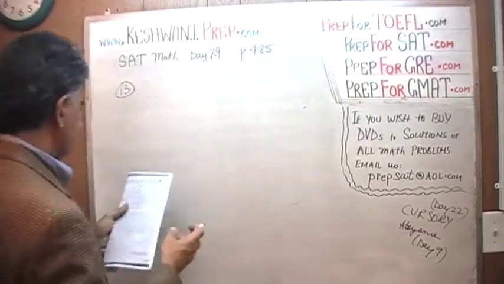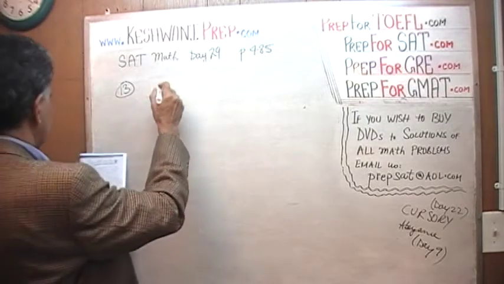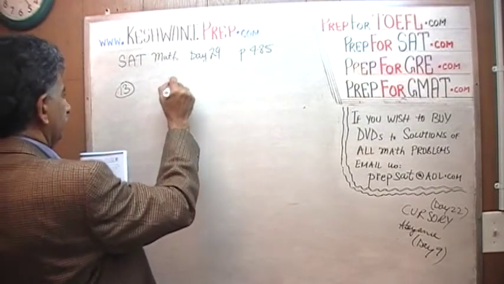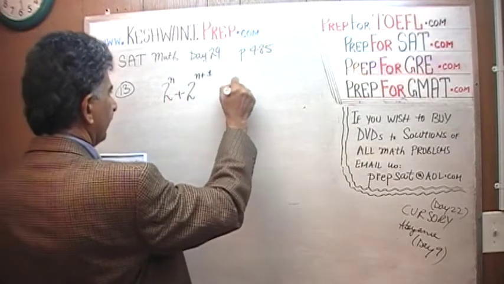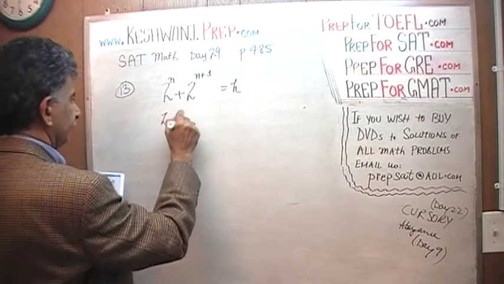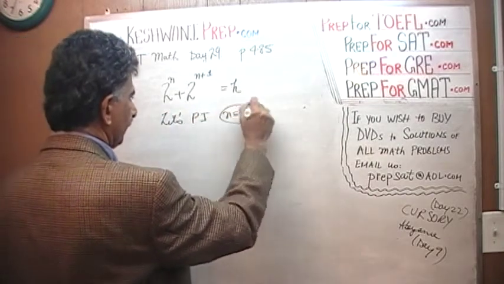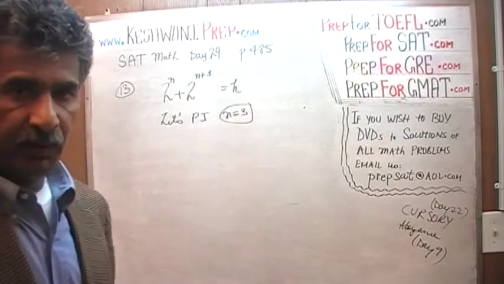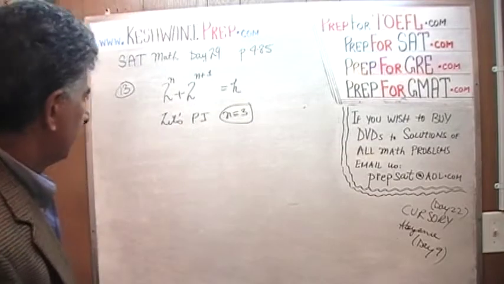So, the question. They're telling us that n is a positive integer and 2^n + 2^(n+1) = k. Let's plug in n equal to 3. But you must remember throughout the problem what values you plugged in for the variables. Don't lose track of them. I'm going to plug in 3.